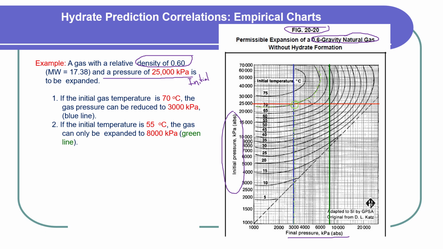which means that if my gas is initially at 25,000 kilopascal and the temperature is 70 Fahrenheit, I can easily expand the gas up to the point where the pressure reaches 3,000 kilopascal, which means I'm going to reduce the pressure to 3,000 kilopascal without having hydrate formation. Now look at the scenario from the other side.